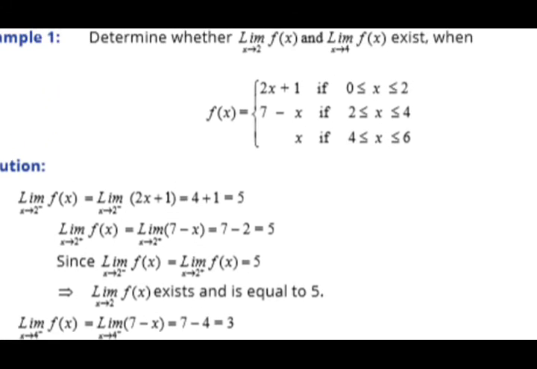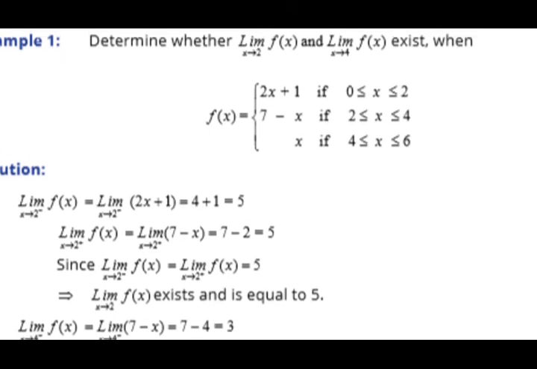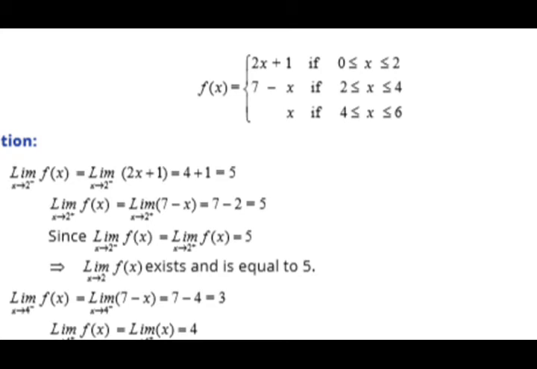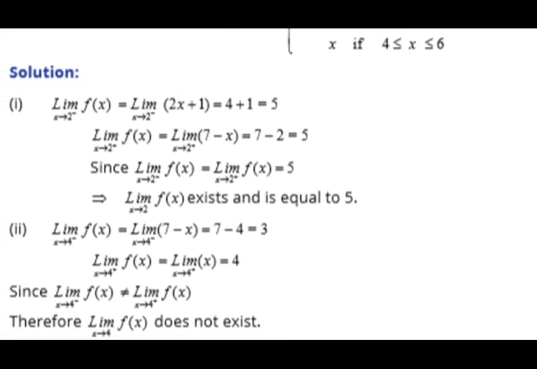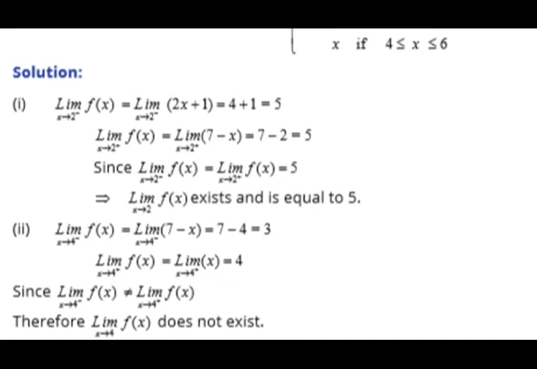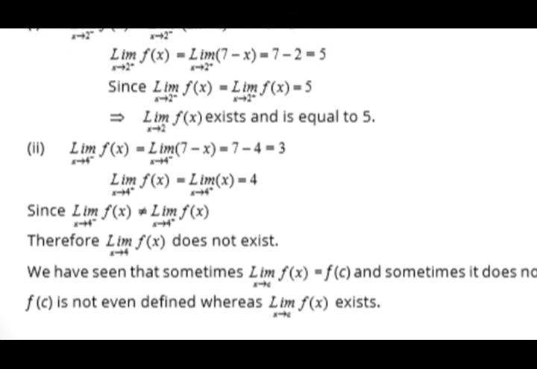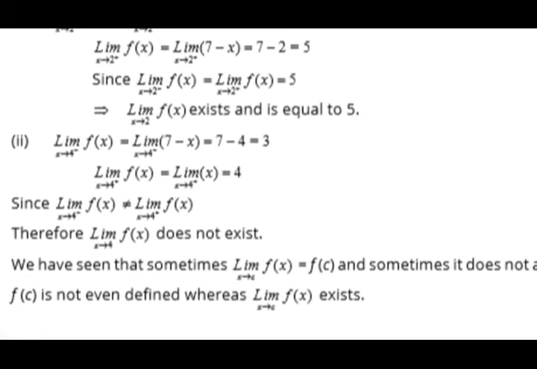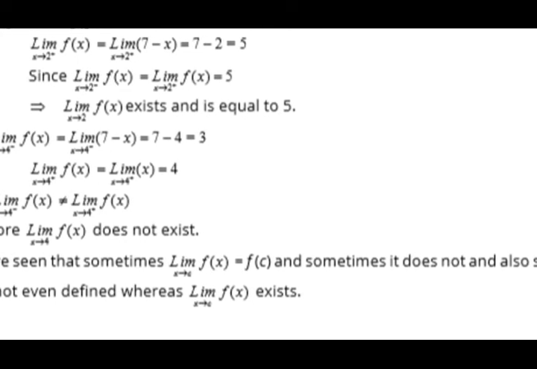Now for 4, we have 7 minus x and x. 7 minus x is the left hand limit because here x is less than or equal to 4, and for x greater than or equal to 4 it is the right hand limit. When we put 4 in 7 minus x it gives 3, and when we put 4 in x it gives 4, not equal, therefore it is not continuous. Therefore the function is continuous at x equal to 2 and discontinuous at x equal to 4.